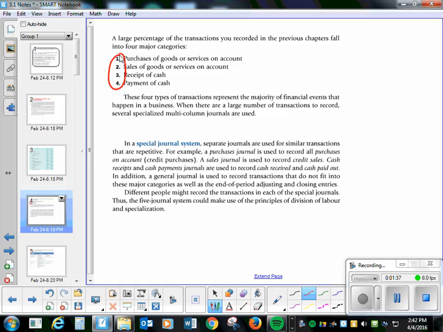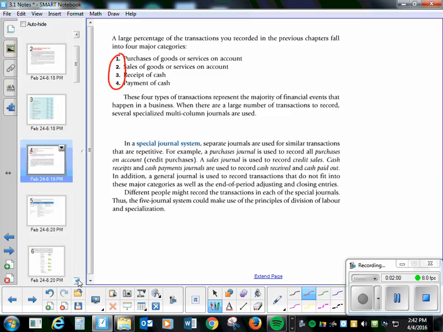In addition, a general journal is used to record transactions that do not fit into these major categories, as well as the end of period adjusting and closing entries. Different people might record the transactions in each of the special journals. Thus, the 5-journal system could make use of the principles of division of labor. So by dividing things out, it gets people to specialize, and it makes your employees more effective.